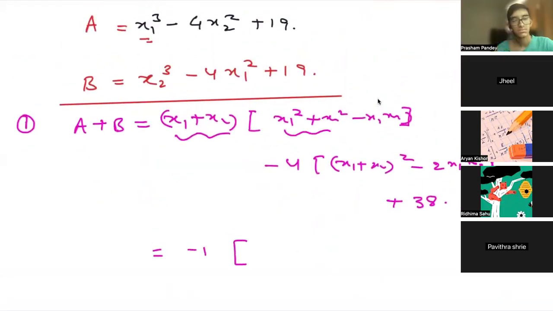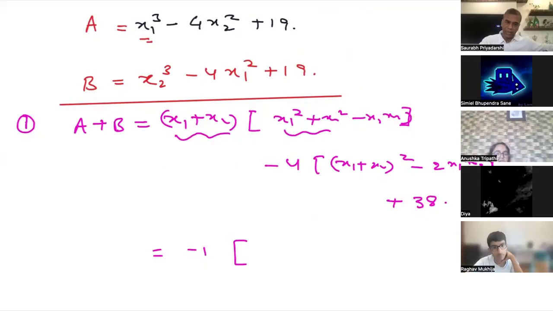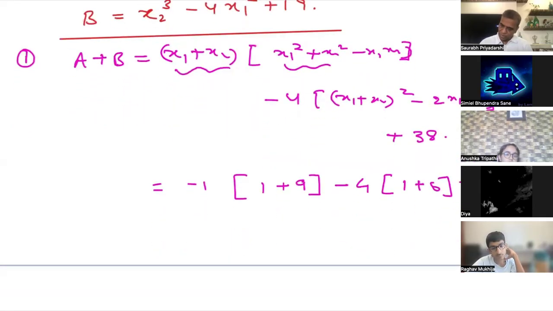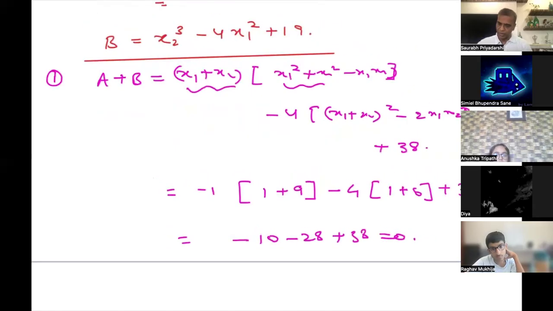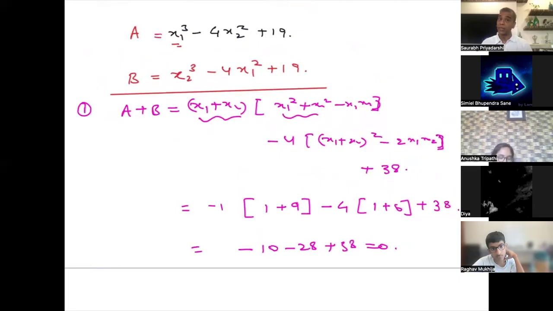And this x1 square plus x2 square is nothing but x1 plus x2, the whole square minus 3 x1 x2. So x1 plus x2, the whole square is 1 only, minus minus 3, 9. 4 times x1 plus x2 is again, and this is minus minus plus 6 plus 38. So this is coming as minus 10 minus 28. Wow, 38. So this A plus B is coming as 0.